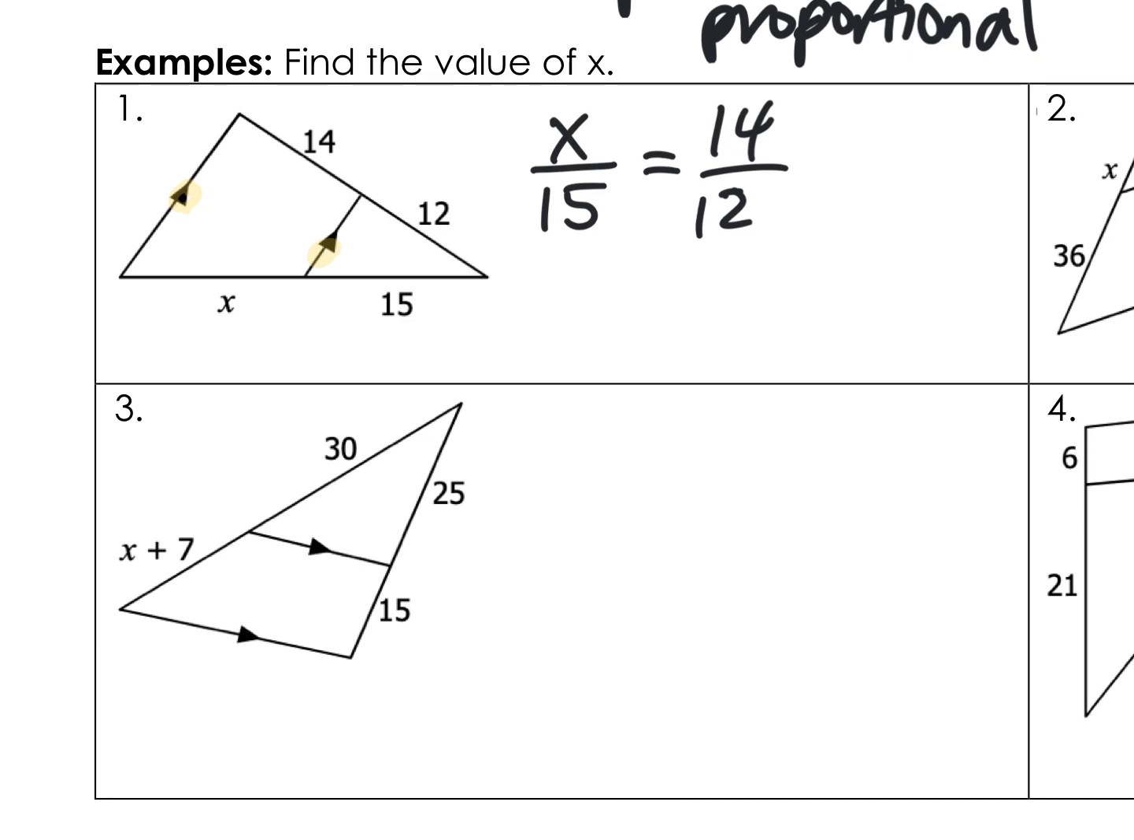Now you cross multiply and solve. Again, if you're struggling with that, you're just multiplying diagonally, folks. That's 12x is equal to 210. Can you check that for me in a calculator? 15 times 14, 210. And if I divide 210 by 12, I get 17.5.